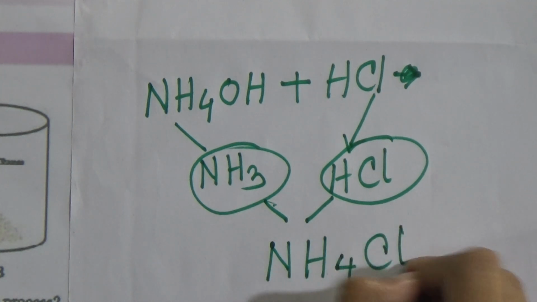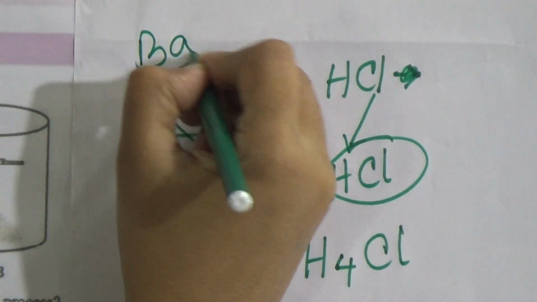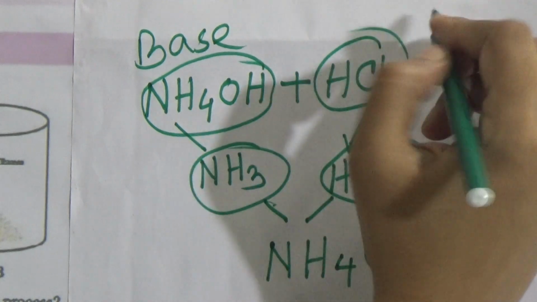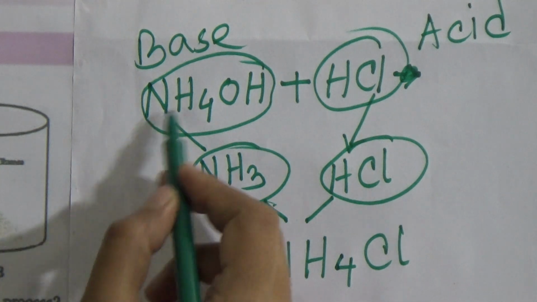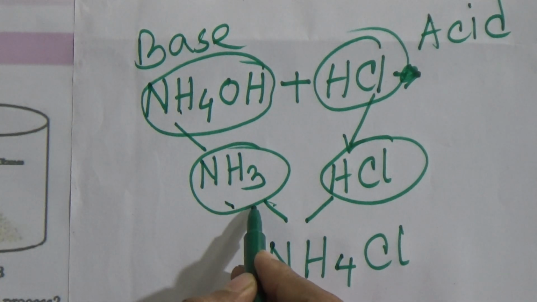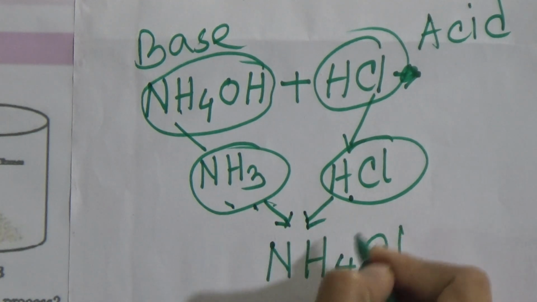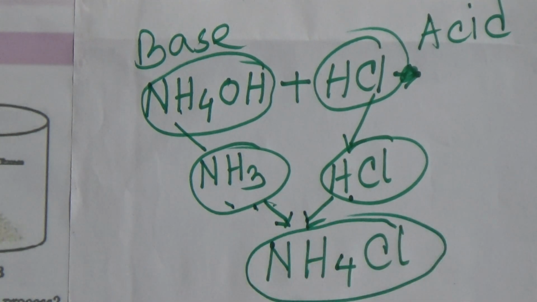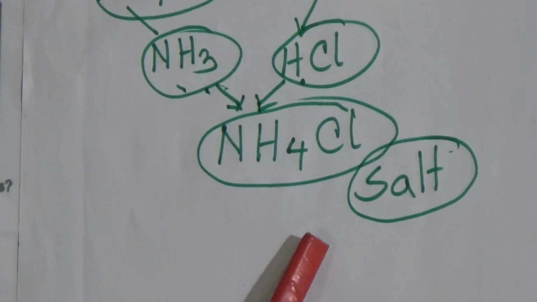ammonium chloride. This ammonium hydroxide is a base and hydrochloric acid is an acid, and the ammonia gas and hydrogen chloride gas react with each other and form ammonium chloride. This is a salt. That means this is a totally different substance, and this is the chemical change.